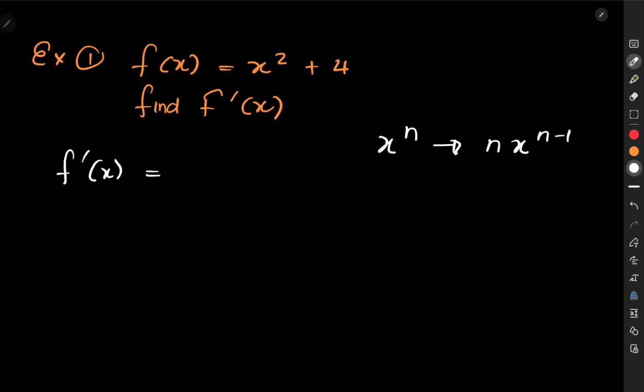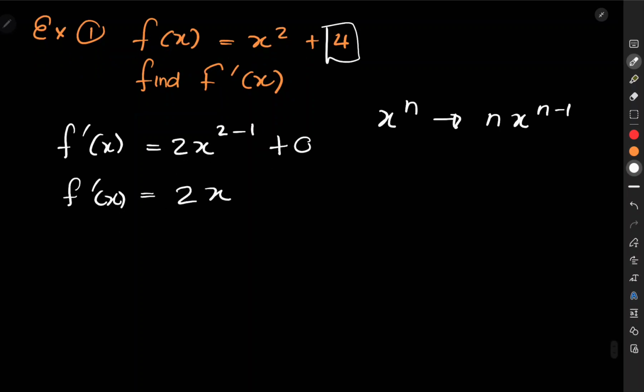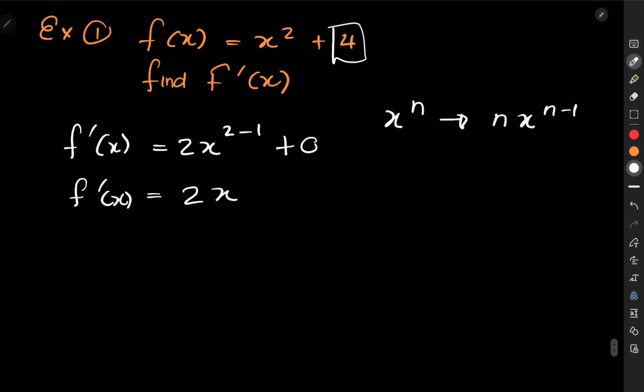And if we do that here, we're going to multiply this 2 obviously in front of the x, and then we have 2x to the power of 2 minus 1, and obviously 4 is a constant, and if we derive 4, we're going to get 0. So our final answer here would be 2x.